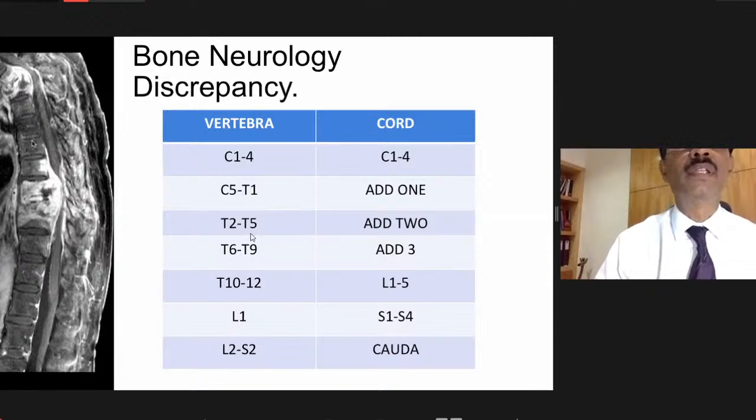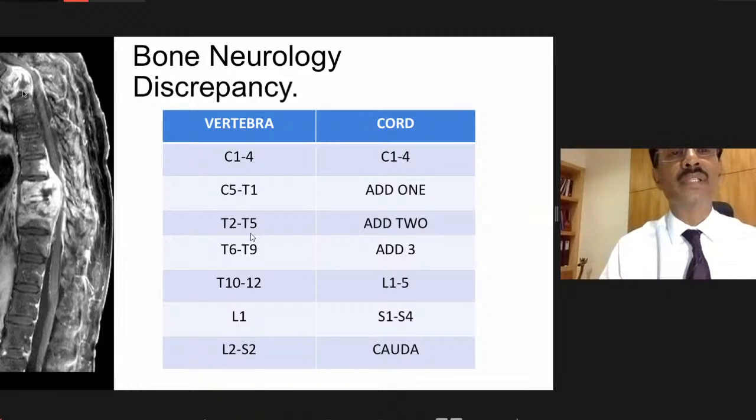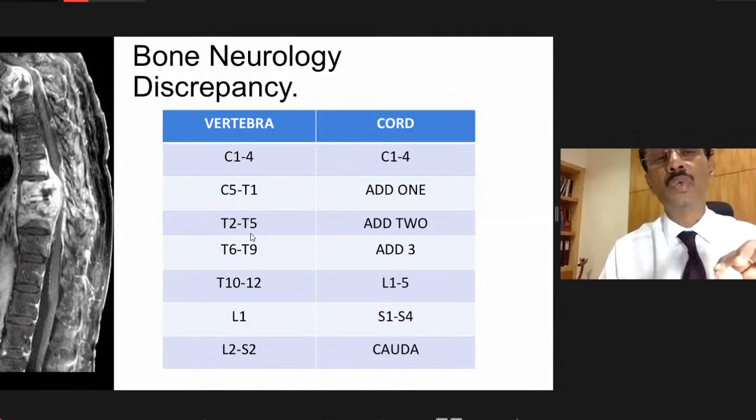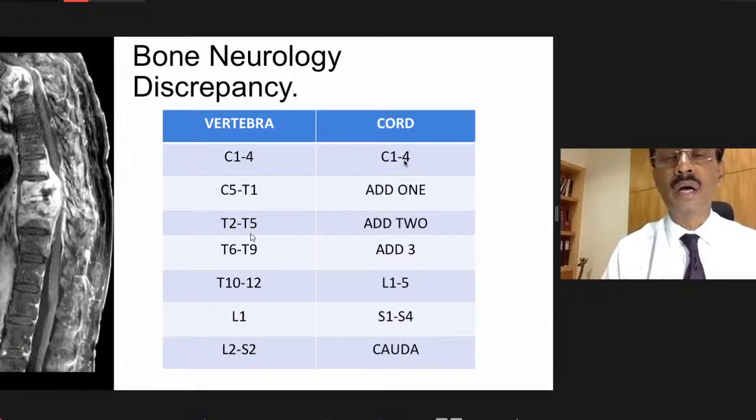And whenever you have a discrepancy, please take an MRI to make sure that there is no skip lesion at a higher level, as you can see in this patient very clearly. So I just put this MRI to illustrate these 2 points. Secondly, you must also realize that there is a discrepancy between the cord level and the vertebra level. So at C1 to 4, the vertebra and the cord are almost at the same segment level.